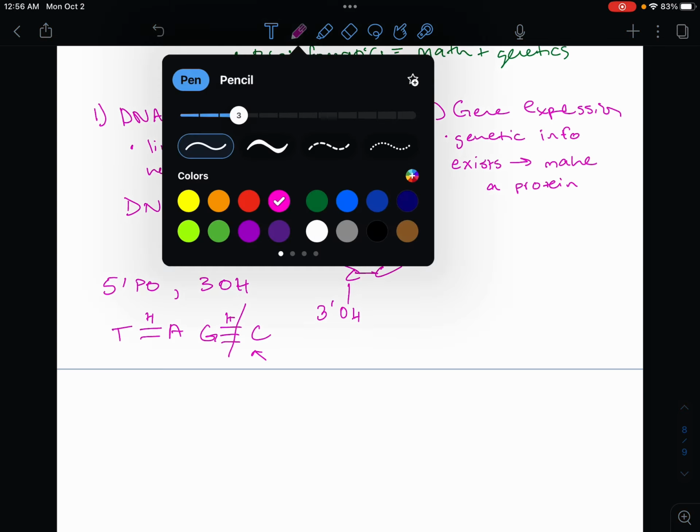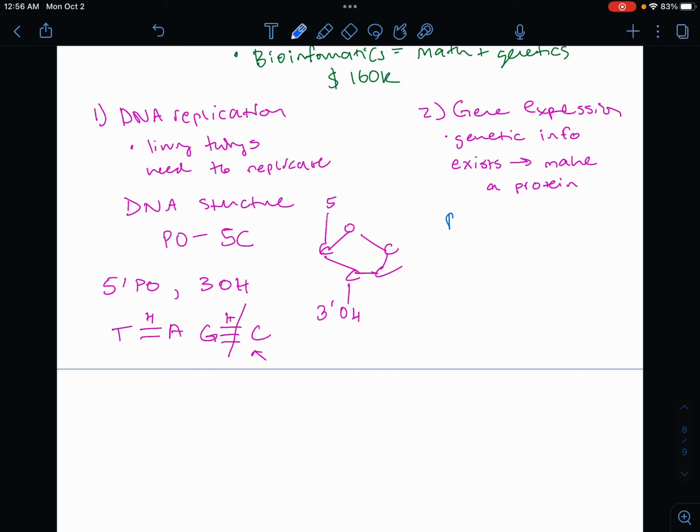RNA, on the other hand, let me switch to a different color. So basically think of the deoxyribonucleic acid, but instead we're going to have ribose. Ribose has 2 of these OHs, like that. And of course uracil is going to be here instead of thymine.